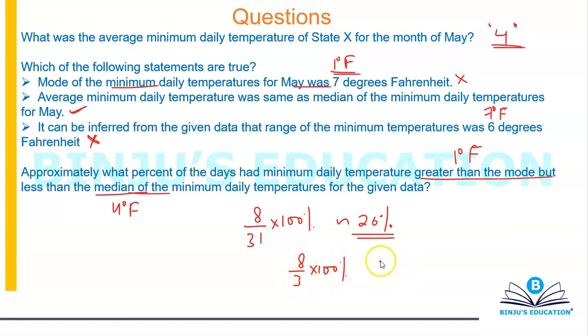So I know that this is going to be, let's do it 8 by 30. I can cancel 1 zero from here, 1 zero from here. So 8 by 3 is 2.66 into 10. So this is going to be like 26.6%. And since it's 31, so it's going to be roughly around 26%.